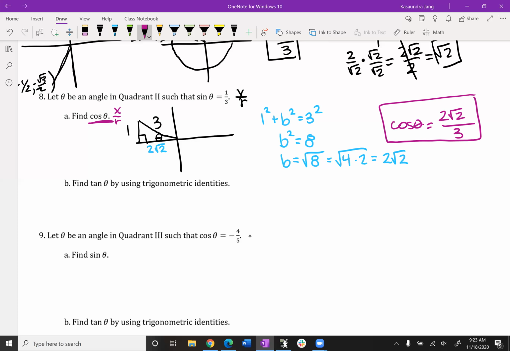And then they want me to find tangent by using trig identities. I think you would get the same tangent whether you use that triangle or the trig identities, same thing. The trig identity I think we're going for is the fact that tangent is sine over cosine, which they gave me the sine was 1/3 and we just found the cosine is 2√2 over 3. So there's my sine over cosine.